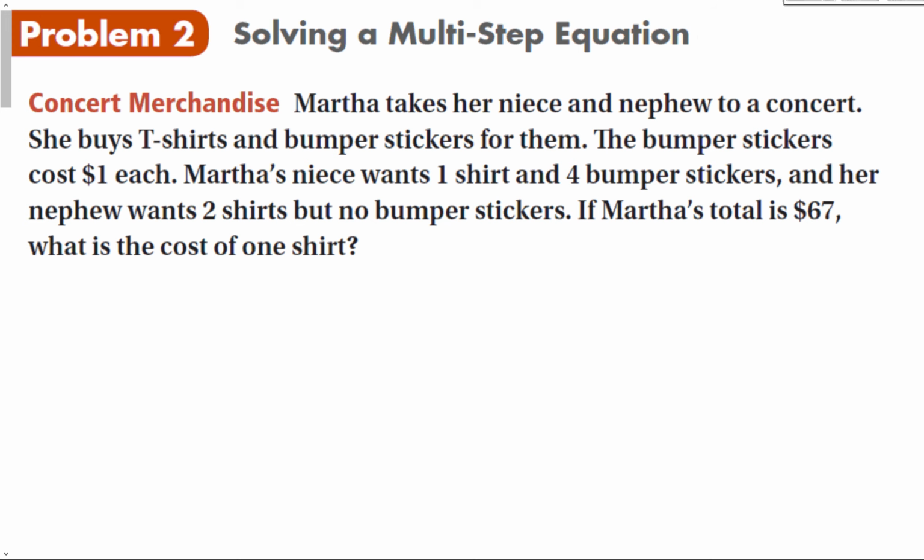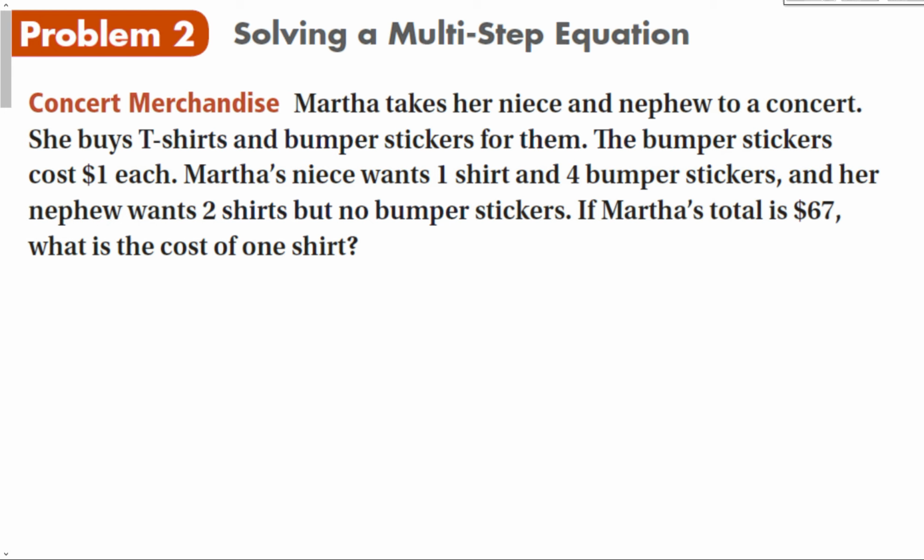Let's look at a word problem. Okay? So, Martha takes her niece and nephew to a concert. She buys t-shirts and bumper stickers for them. The bumper stickers cost $1 each. Martha's niece wants 1 shirt and 4 bumper stickers. And her nephew wants 2 shirts but no bumper stickers. If Martha's total is $67, what's the cost of 1 shirt?